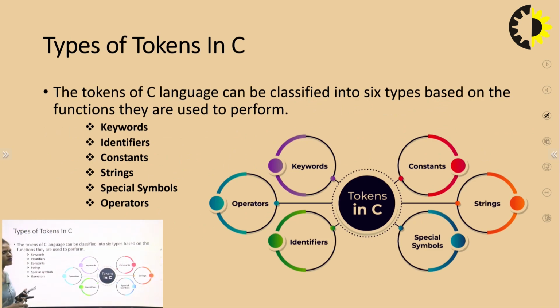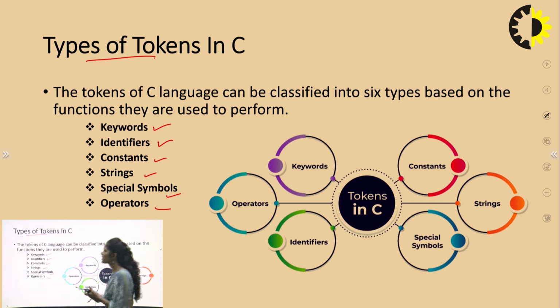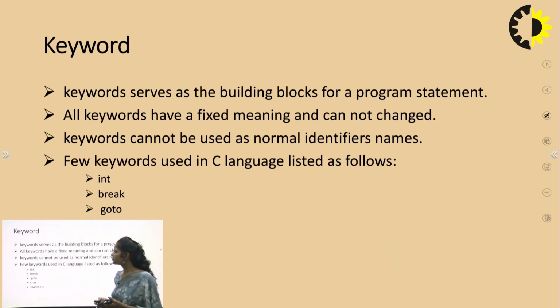Here we have different kinds of C tokens. The C programming language has a rich set of tokens, which we will discuss individually: keywords, identifiers, constants, strings, special symbols and operators. These are the basic terms which we find in a predefined manner, known as the C tokens. First we will start with keywords.